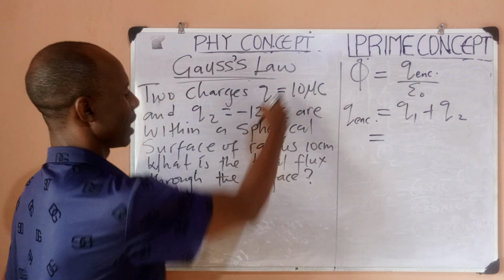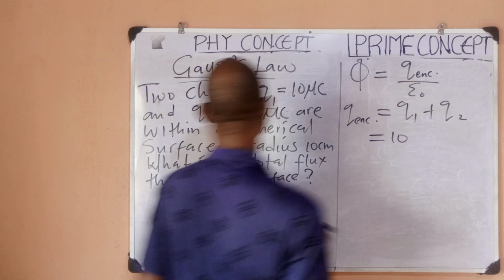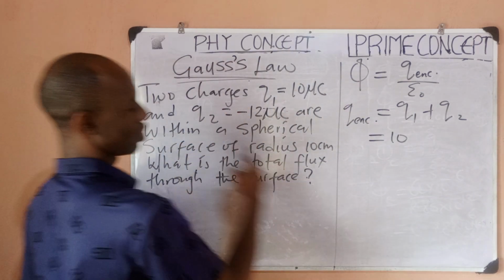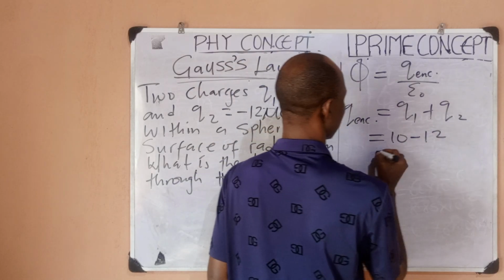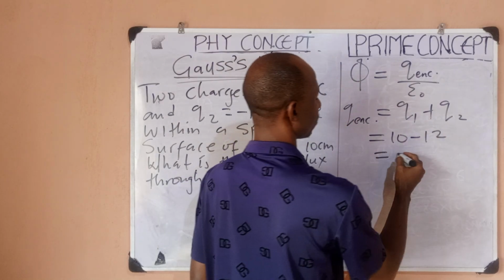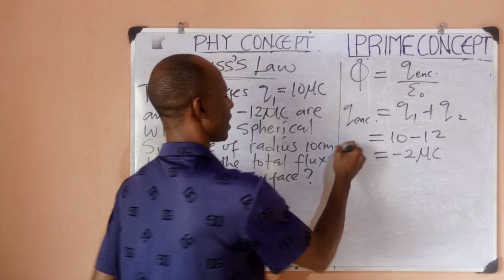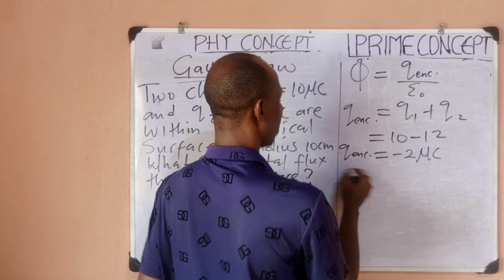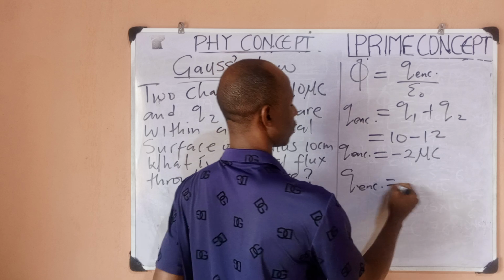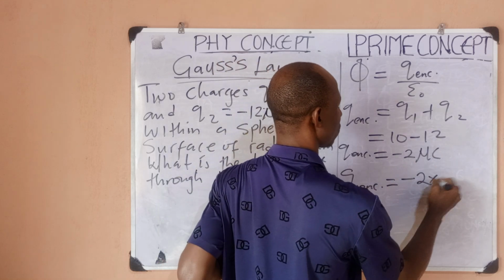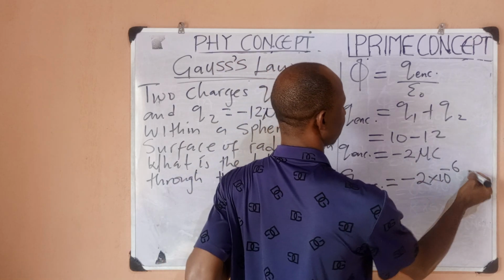So what is our Q1? Our Q1 is 10 microcoulomb. Our Q2 is what? Minus 12. So if you solve this, 10 minus 12 is minus 2 microcoulomb, right? Now, our charge enclosed is going to be minus 2 times 10 to the power minus 6 coulomb.